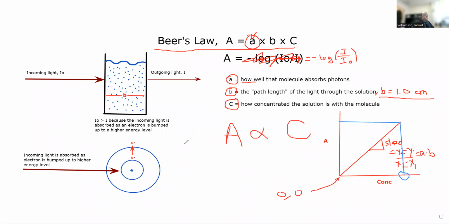Okay, that's the fundamentals of Beer's law. I apologize for getting that messed up. It's a human mistake. But anyway, I hope that explains the fundamentals of that. I'll try and make a better video on this later. But anyway, that's good enough for now.